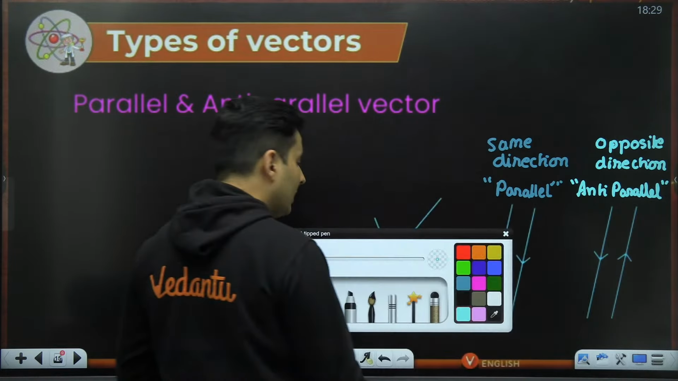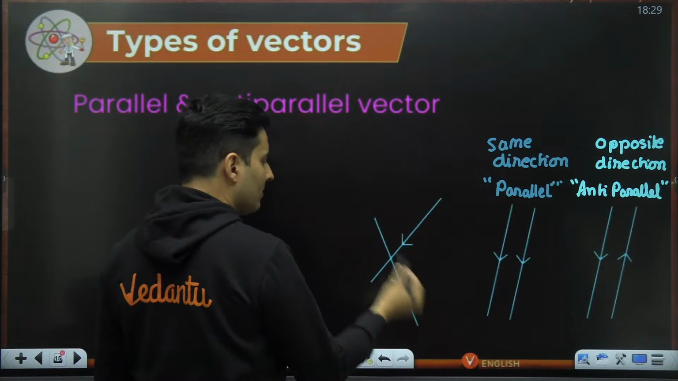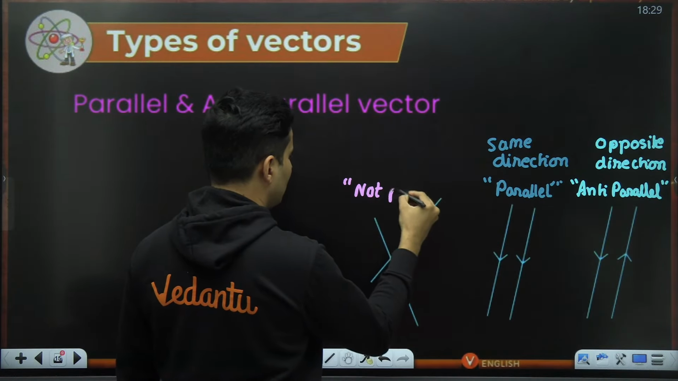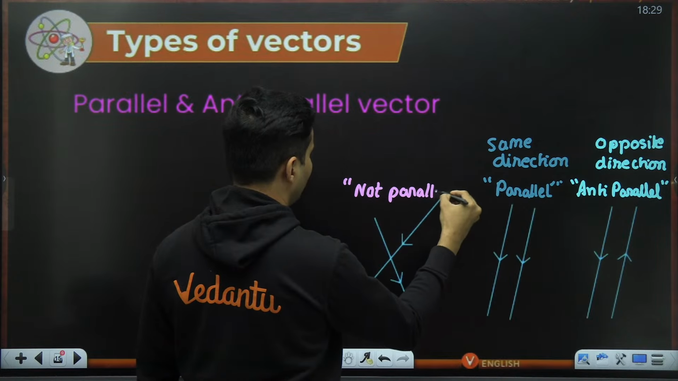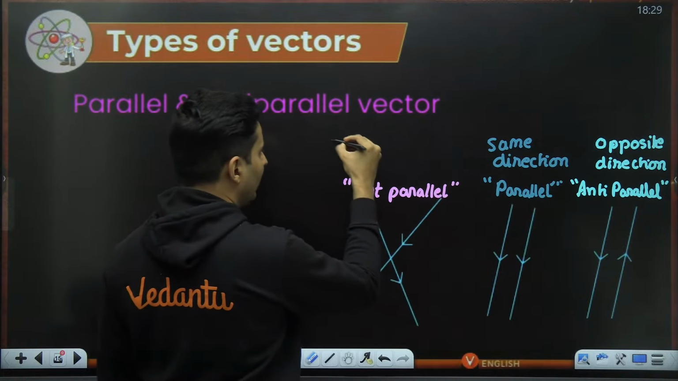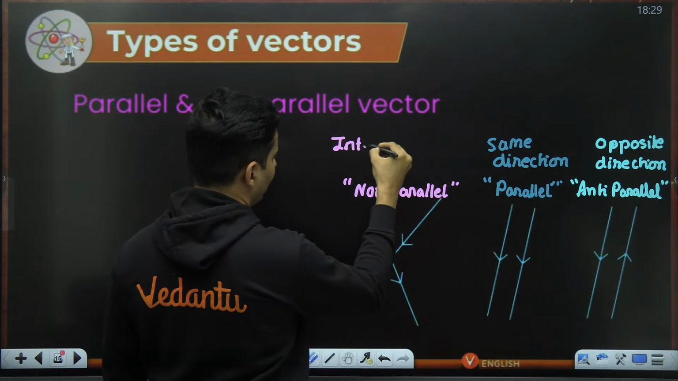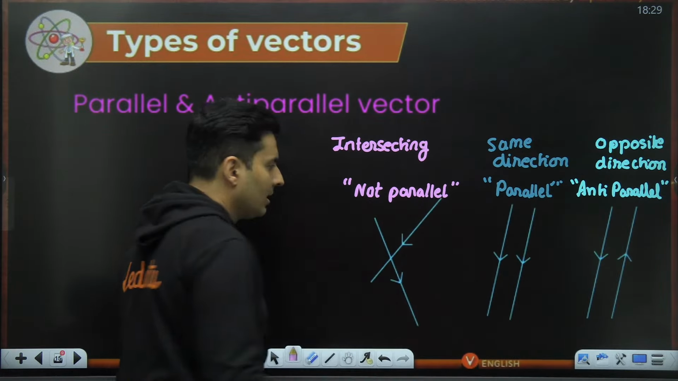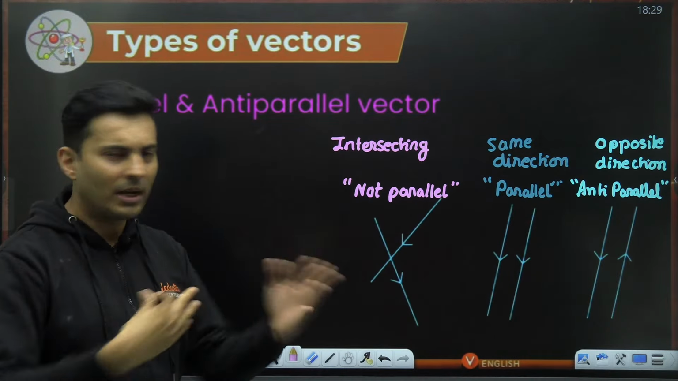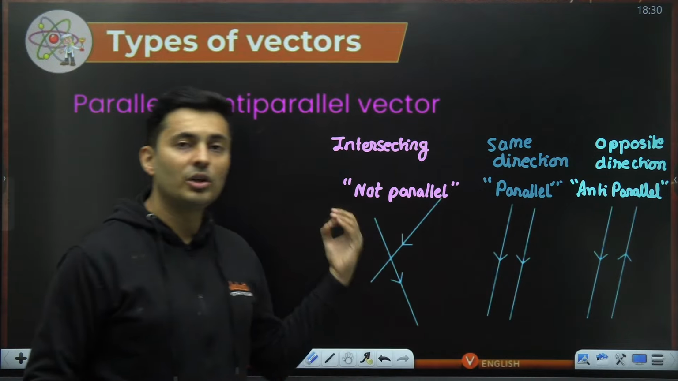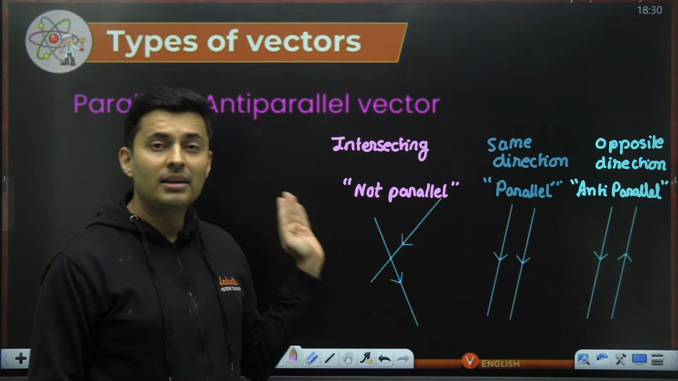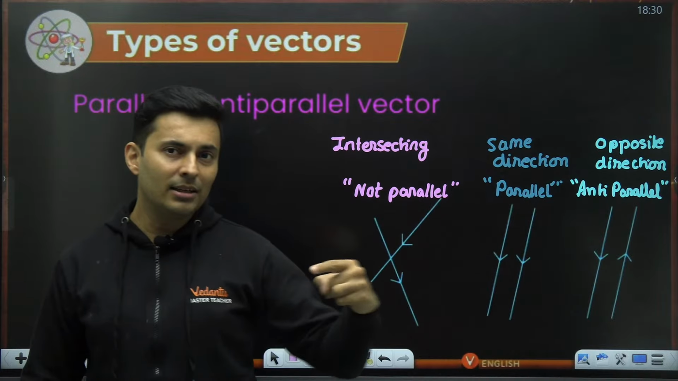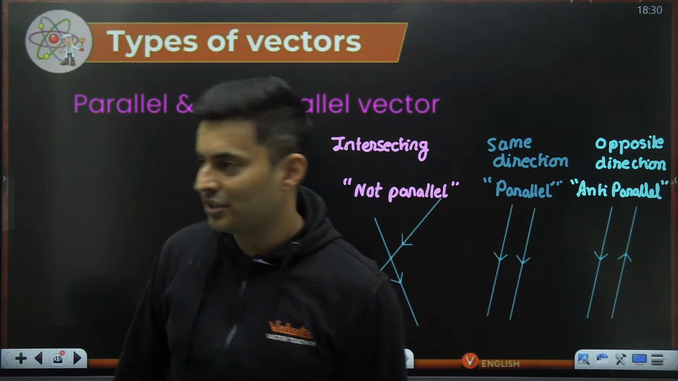Anti-parallel is completely different from being not parallel. Here, they are not parallel. They are not parallel when they basically intersect. Intersecting vectors, whenever they intersect, basically when they are not parallel or anti-parallel, are said to be just not parallel. So not parallel is not the same as being anti-parallel. Anti-parallel means specifically opposite in direction.